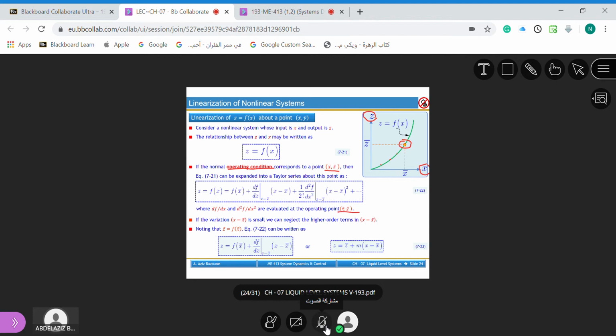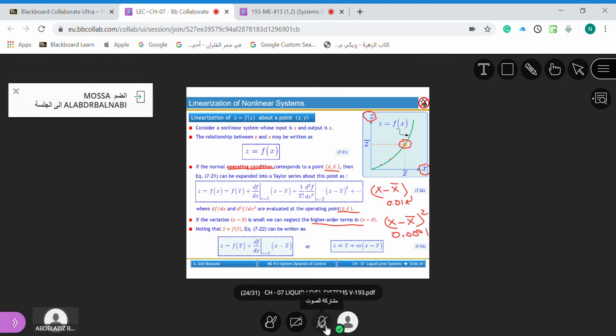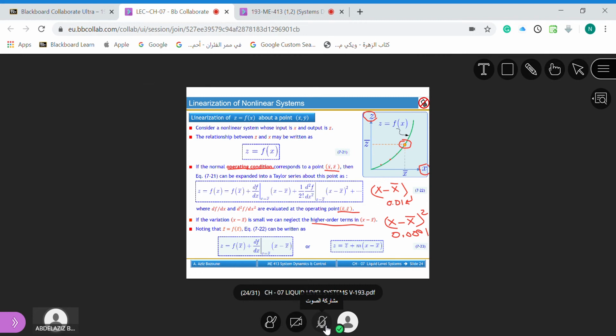If the variation of x minus x bar is small, so x minus x bar will be very small, we can neglect the higher order terms. For example, if x minus x bar is 0.01, so x minus x bar is small. If we take x minus x bar squared, it will be even smaller. It will be something like 0.0001, smaller. So it will have a negligible value. We can neglect its value.